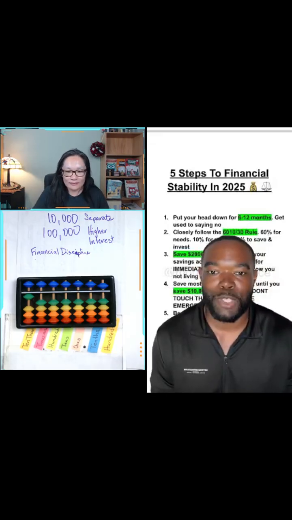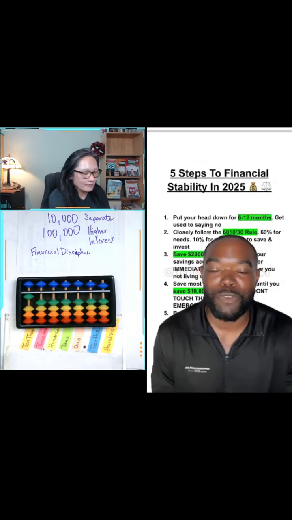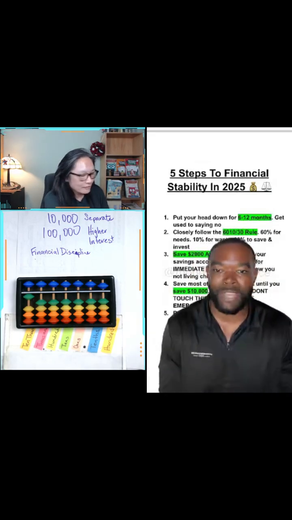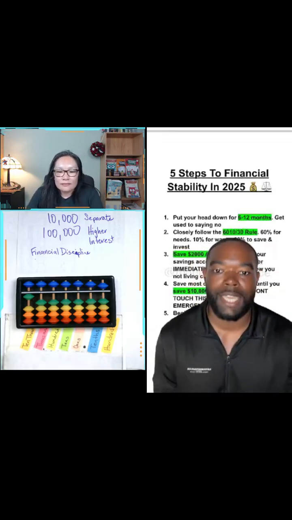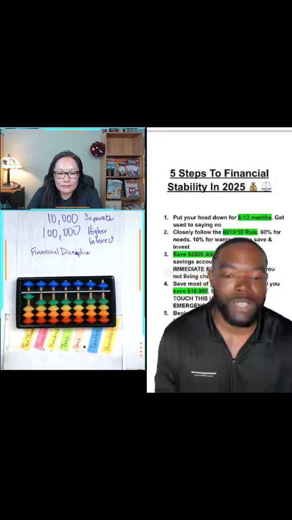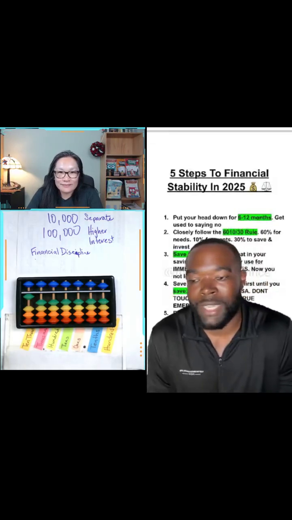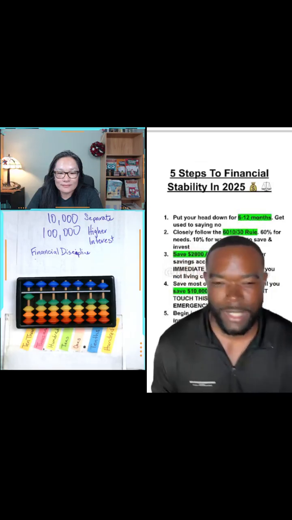Y'all, that little example that I just gave y'all, it's the same thing when it comes to money. When you remove the money, when you remove that temptation, exactly, Belle, when you're not easily tempted, you don't spend the money. You don't see the money, you let the money grow, your goals end up being achieved a lot faster.